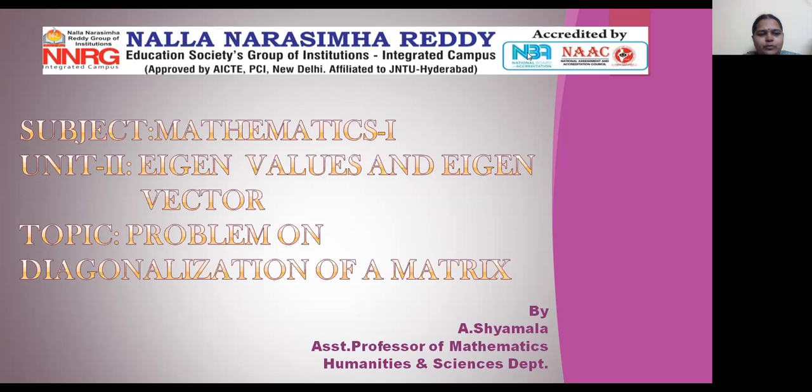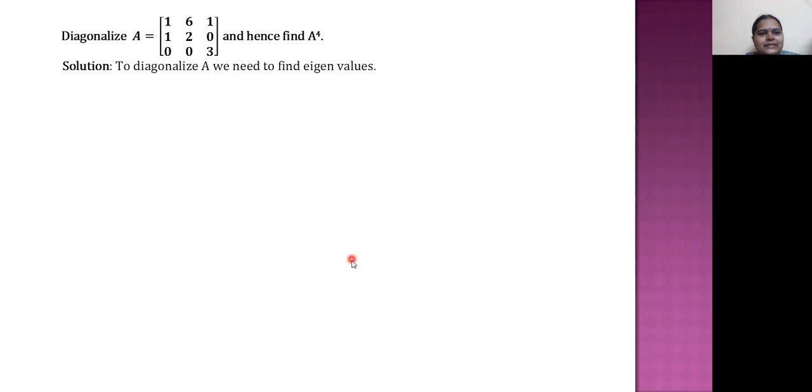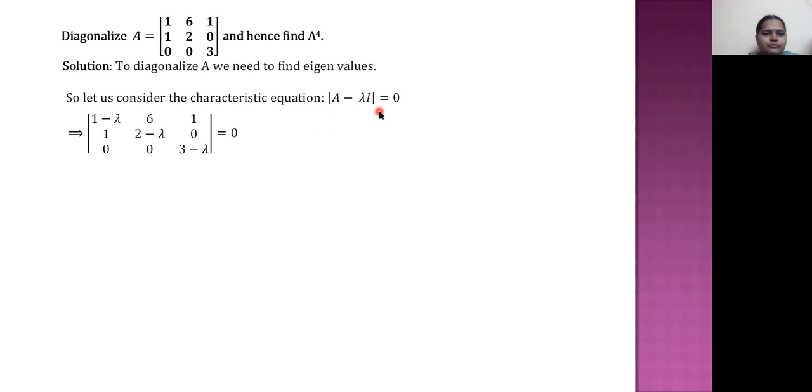In this video, I'm going to discuss a problem on diagonalization of a matrix. So the question is, diagonalize the matrix A and hence find A power 4. To diagonalize a matrix A, first we need to find eigenvalues. To find eigenvalues, we need to take the characteristic equation, determinant of A minus lambda I equal to 0. Determinant of A minus lambda I, we have discussed previously how to write A minus lambda I.